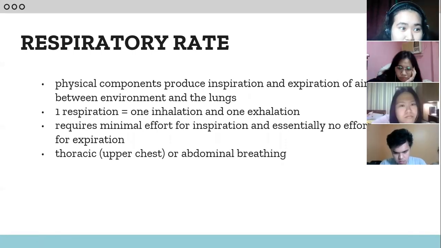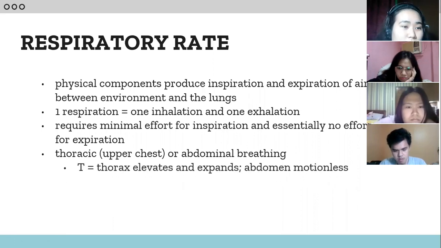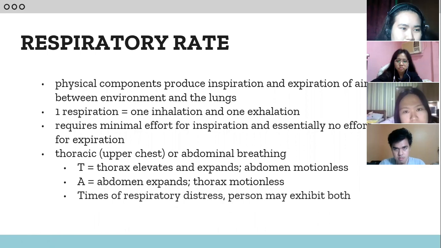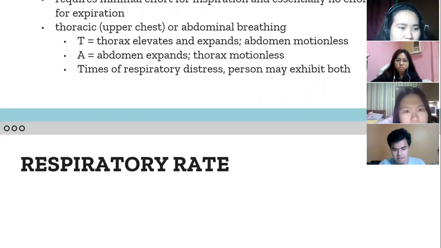So, the pattern of breathing: some are thoracic breathers and some are abdominal breathers. Let's go one by one. For thoracic breathers, the thorax moves, it elevates and expands, while the abdomen does not move. For abdominal breathers, the abdomen moves while the thorax is relaxed. So, try to determine if you are thoracic or abdominal breathers. Usually females are thoracic breathers. Sometimes, if there is respiratory distress, your pattern changes and you use both, especially if you are gasping for air, so your thorax and abdomen elevate and expand alternately or simultaneously.